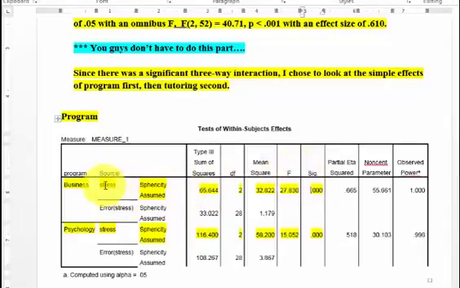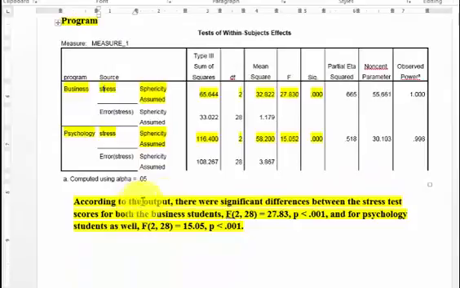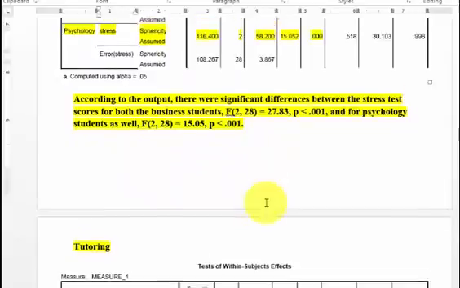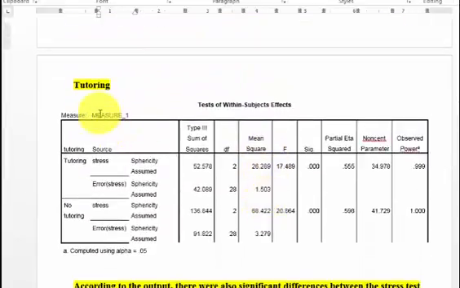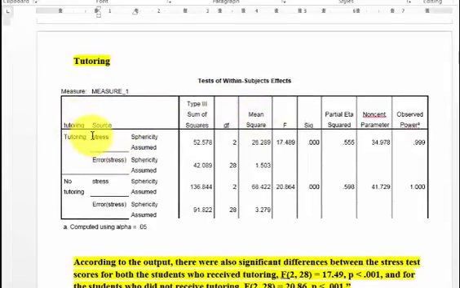And there was. So the business guys went down. Their stress went down, as did the psychology majors. Their stress went down. Interesting. So both of these stress tests went down regardless of whether they were in business or psychology, okay? And then I redid it for tutoring, right? I took out the program IV and I put in tutoring, and it was the same results. The tutoring stress scores went down, and the no tutoring stress scores went down.